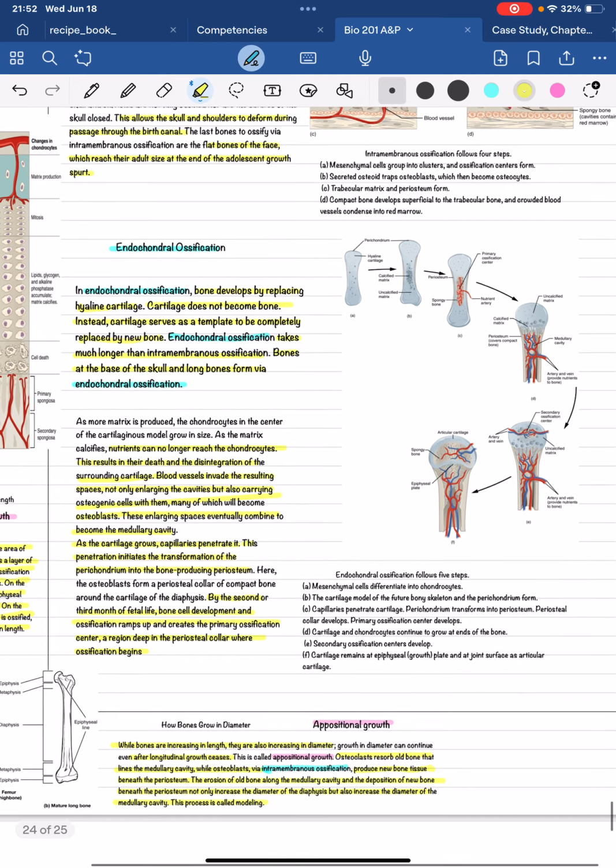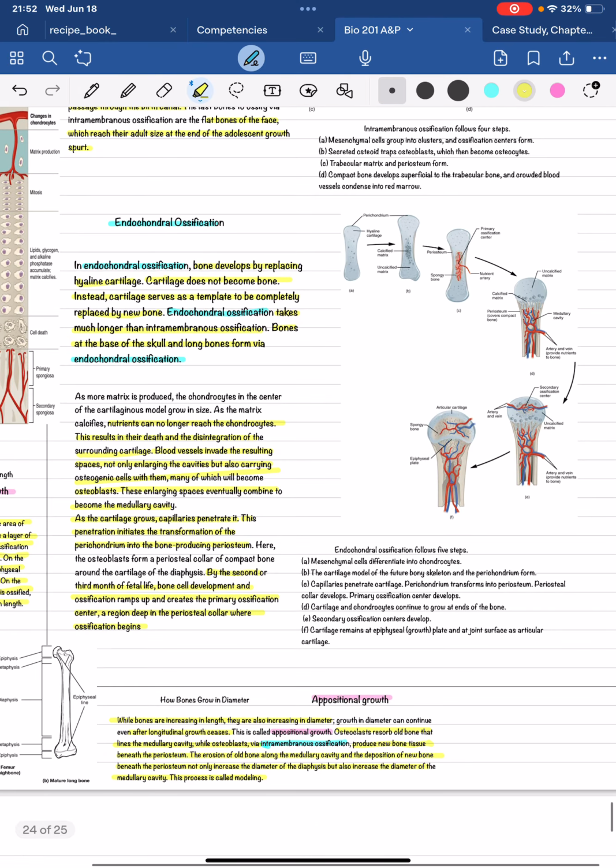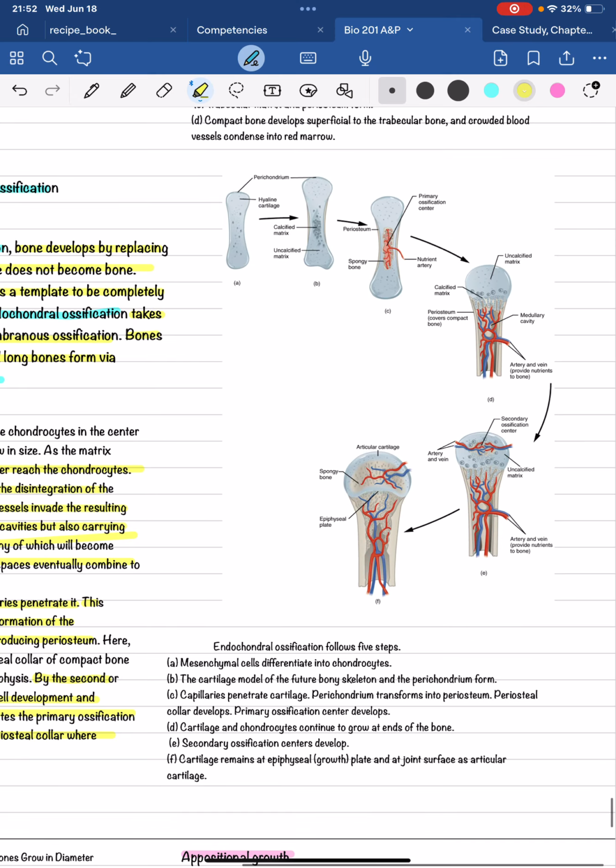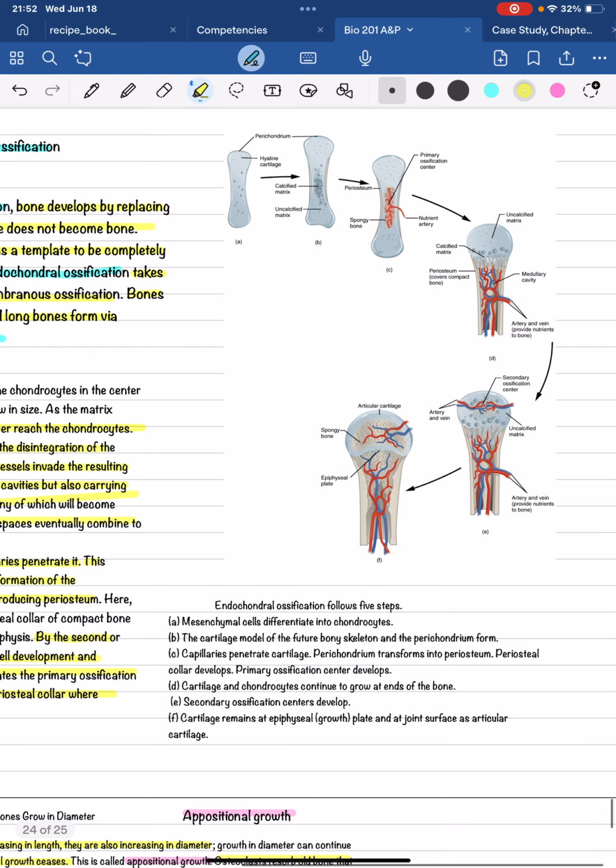The other type of bone growth is endochondral ossification. This bone develops by replacing hyaline cartilage. The cartilage does not become the bone. Instead, the cartilage serves as a template and is completely replaced by bone. And here's an image. This endochondral ossification follows 5 steps.